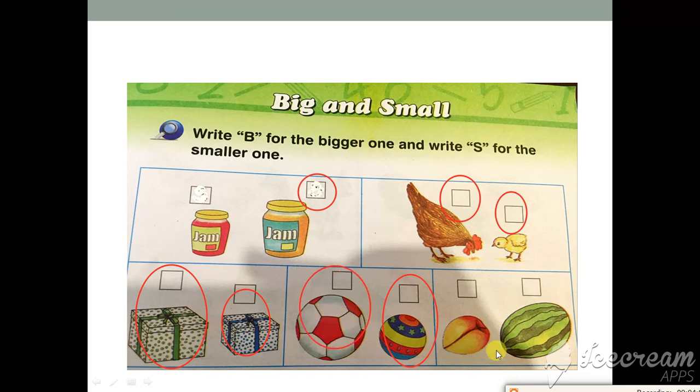Okay. Two examples of fruits, one is watermelon and the other one is peach. You have to write B for the bigger one and S for the smaller one. This is your home assignment. You have to complete this activity on page number 7 in your maths book.